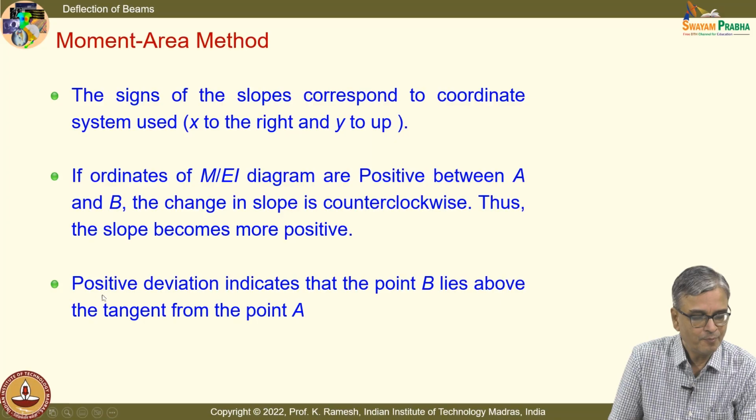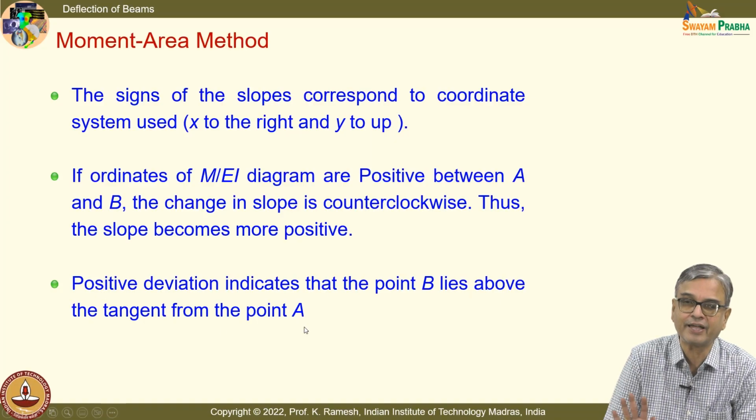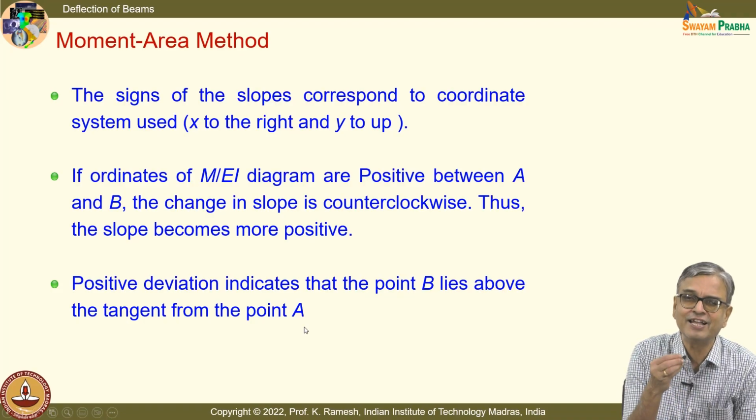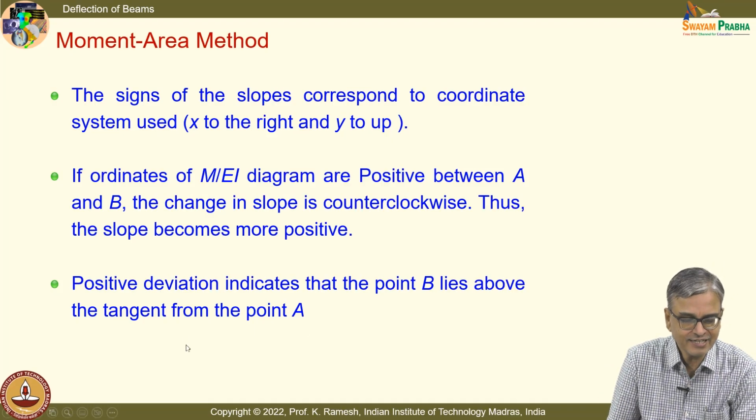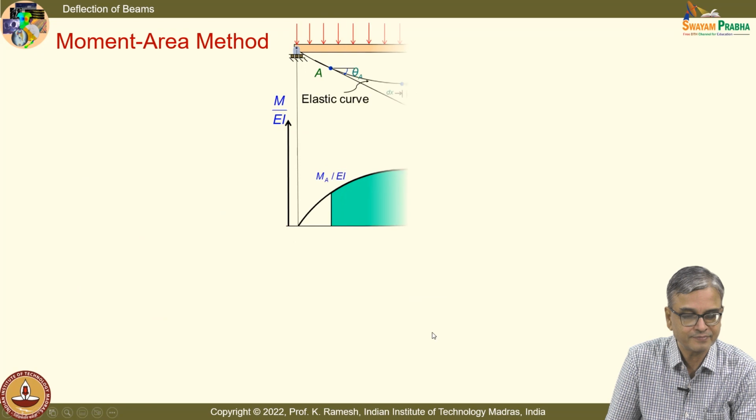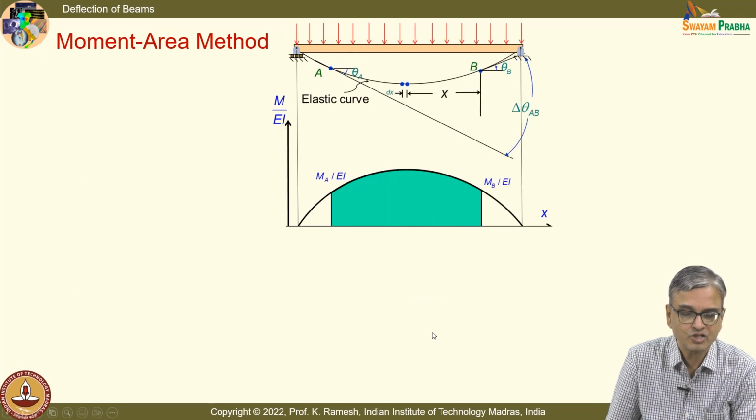Fine. Positive deviation indicates that the point B lies above the tangent from the point A. That is all you can say. It cannot say whether it is a deflection downwards or upwards, all that it cannot say. It only says that when there is a positive deviation, point B is above the tangent, that is all. Okay. And this is a sort of a summary.